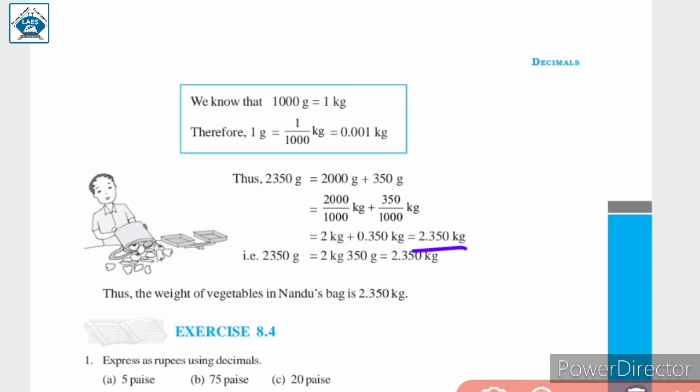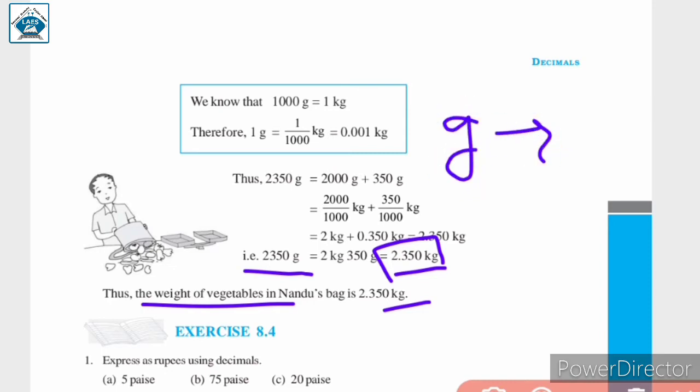So adding these two we will get 2.350 kilogram. So we can say 2350 grams is equal to 2 kilogram and 350 gram, or express it in the decimal form as 2.350 kilogram. So here we have the total weight of the vegetable in Nandu's bag in kilograms. So in this way we can convert weight from gram to kilogram. Similarly, we learned for money and length as well.